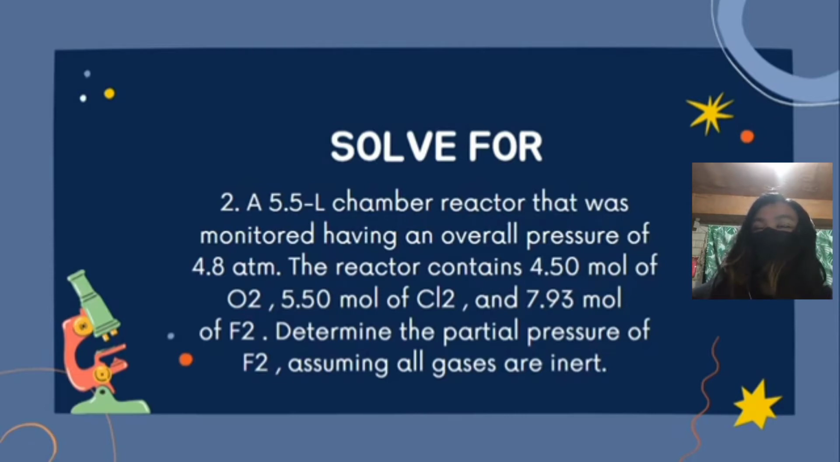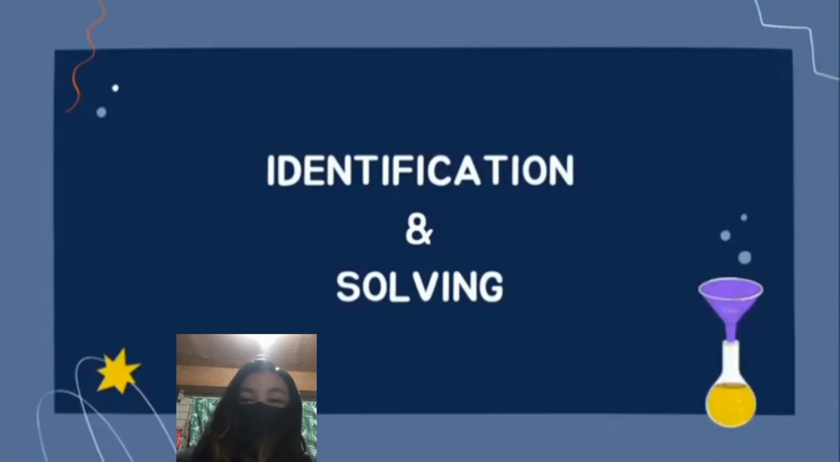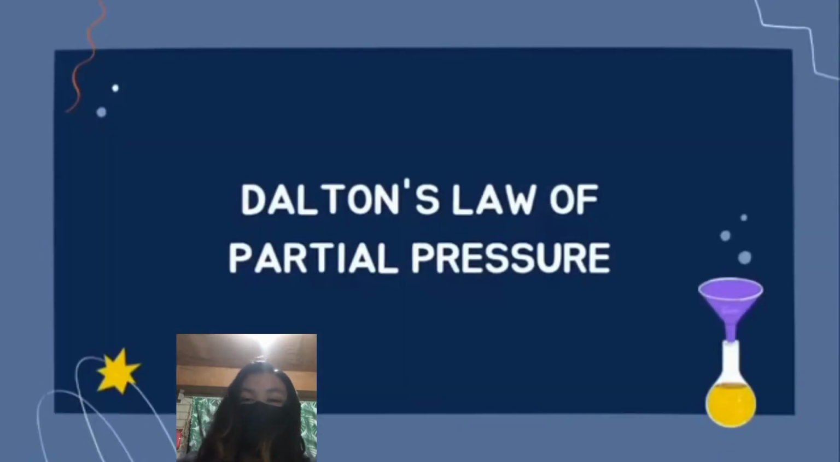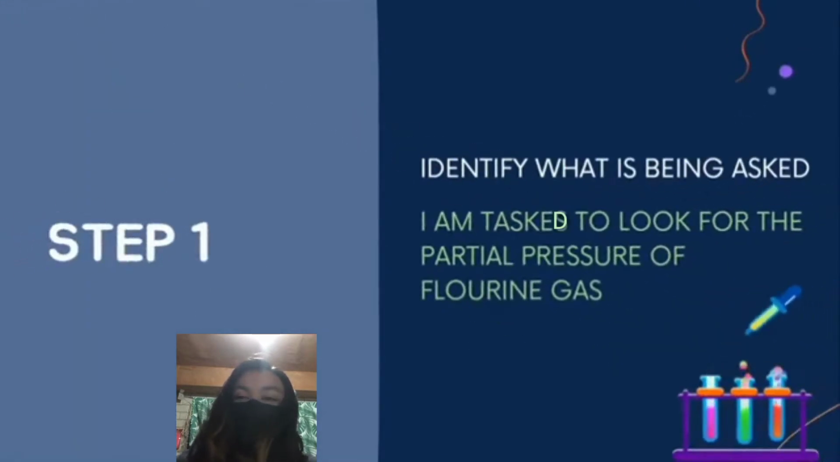So from the sentence, determine the partial pressure of fluorine, the appropriate law that we can use for this problem is Dalton's law of partial pressure. So identification and solving. So again, as I've said earlier, the appropriate law that we can use for this problem is Dalton's law of partial pressure. So there are steps in getting our answer.